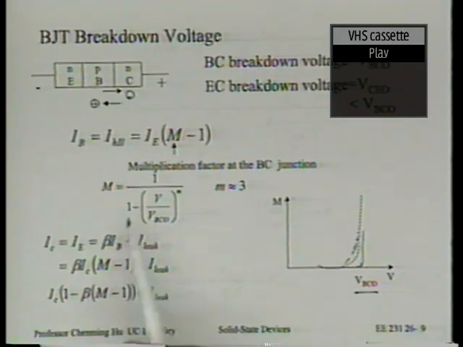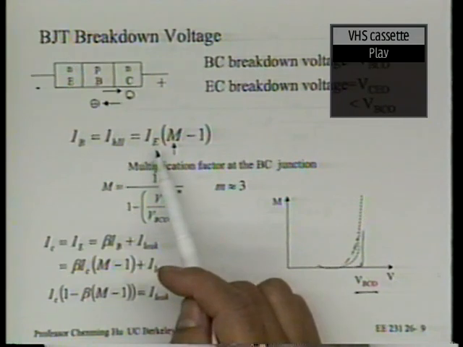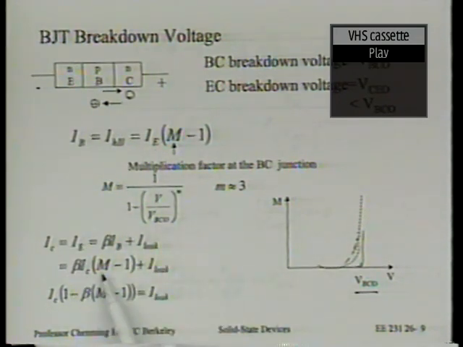Right. IB is equal to IC times M minus 1. Call that an approximation. IE, IC we're using interchangeably. IC times M minus 1. Okay. All right, so far.